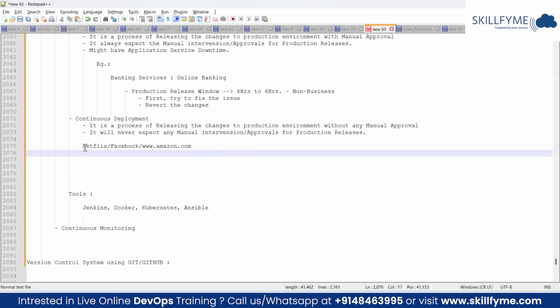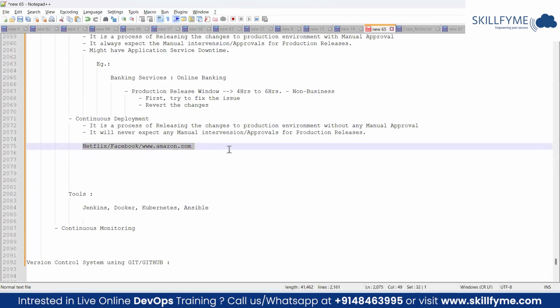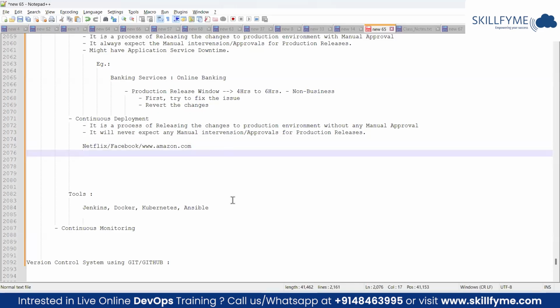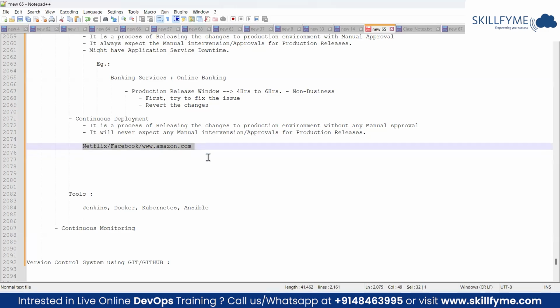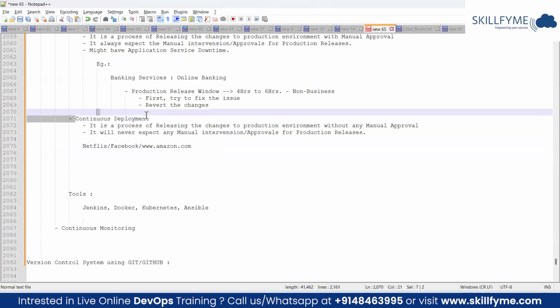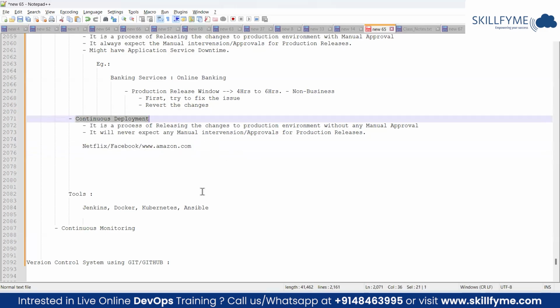If you observe it, did you receive any such SMS notification or alerts from these people stating that their service will be down for some reason? No, right? So it means they have a very matured DevOps strategy which can achieve continuous deployment. They are also doing a lot of deployments.